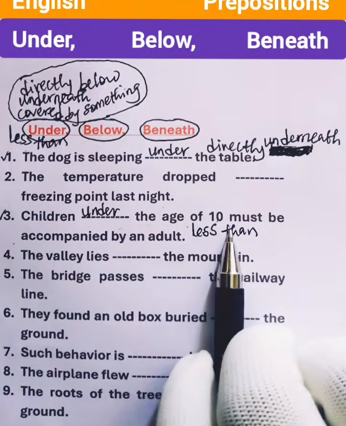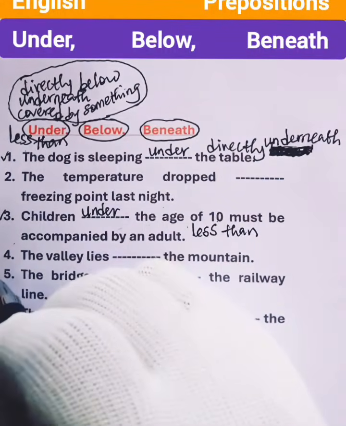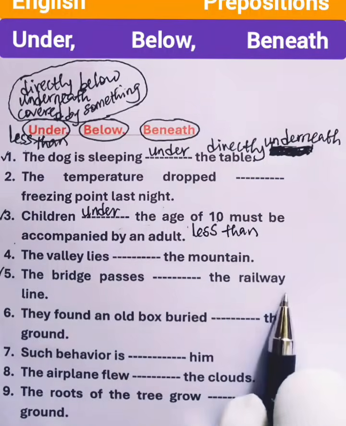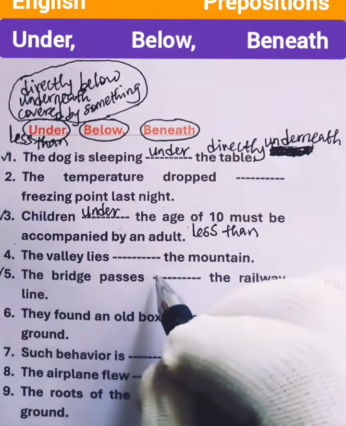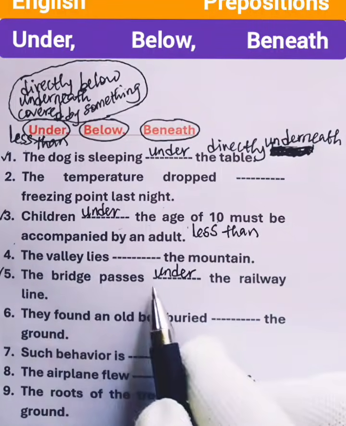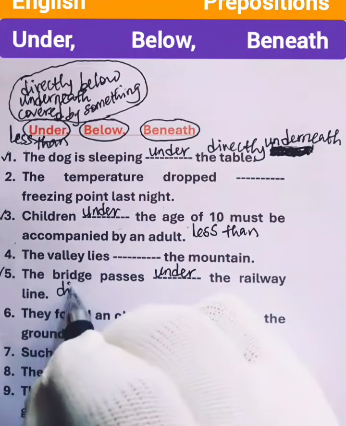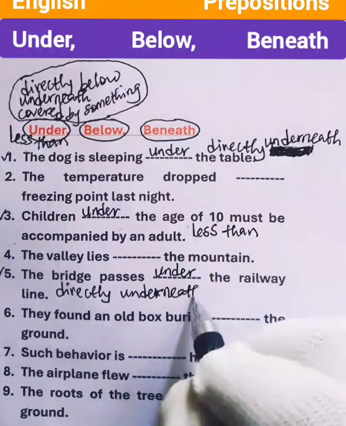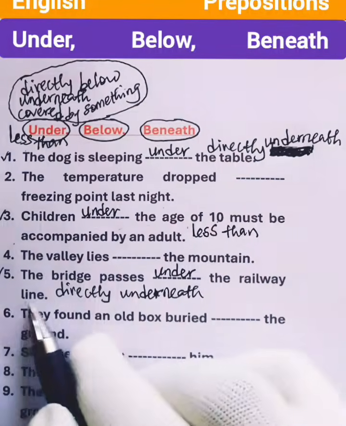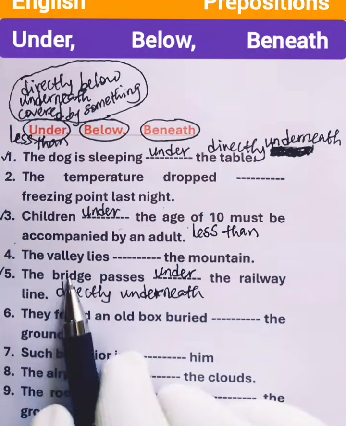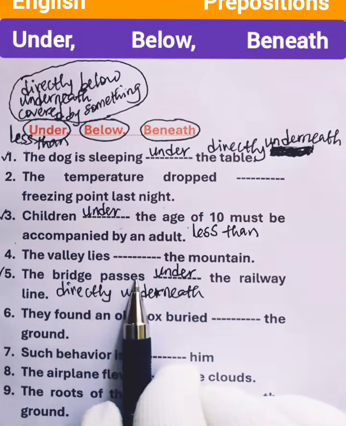Okay. Our next example is 5. The bridge passes blank the railway line, under. Here the bridge is directly underneath the railway line. Using under shows the description of where the bridge passes, okay?